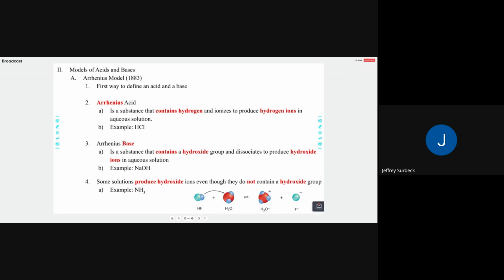A base, in Arrhenius's definition, had to contain a hydroxide. Now, remember, hydroxide is OH minus. Here's the problem. We look at ammonia, and ammonia is actually considered a base. It is a base, but by the definition of Arrhenius, we cannot classify it as an acid or a base. So there was our problem. Arrhenius gave a very good idea of what could be an acid or base. We just needed a better one.